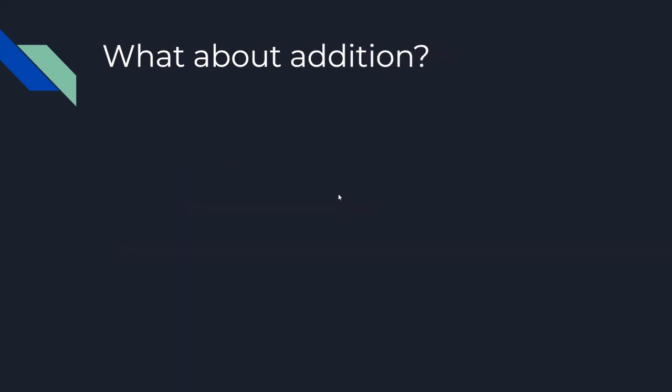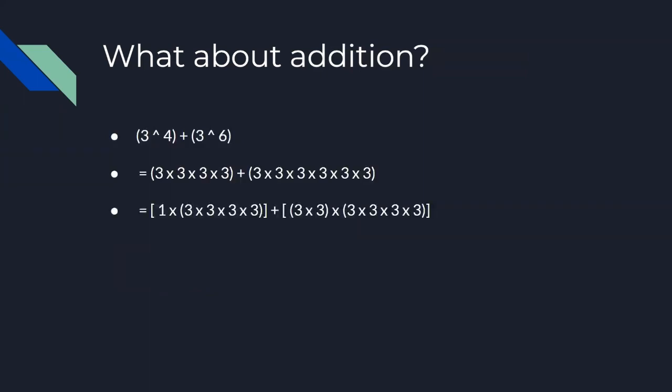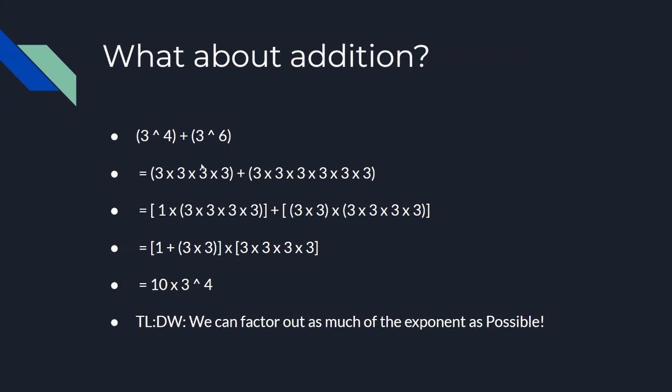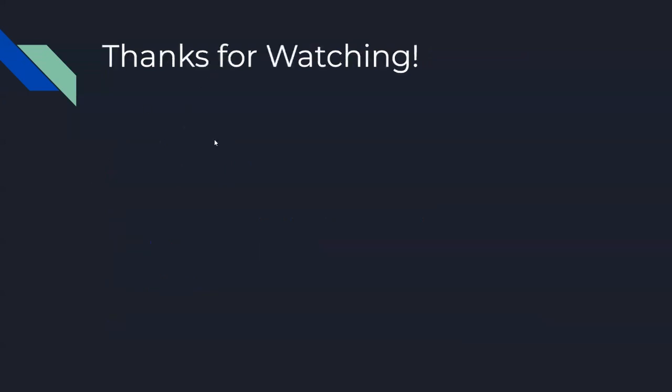Then one last stop with addition. It's the same idea: we can pull out some common factor, however many of a base the smaller one has. We can just factor as much of it as possible. We could factor out 3 to the 4, and then maybe just 1 plus 3 to the 2.